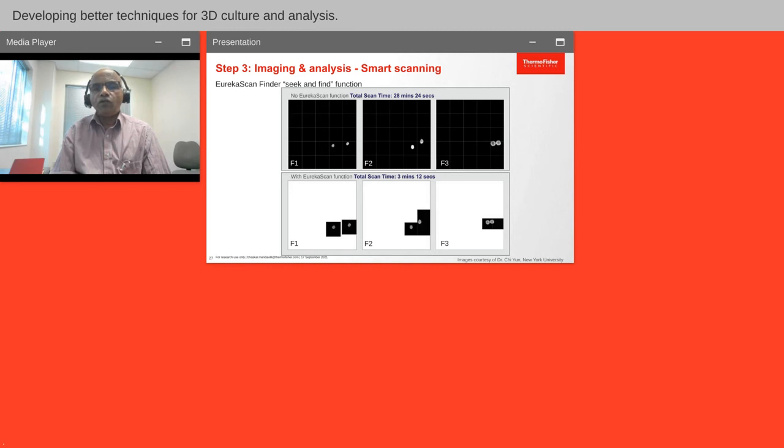If you don't use Eureka scan, it may take up to 3 to 4 hours to scan through a 96 well plate. And when you use Eureka scan, as you can see here, it takes about 28 minutes, 24 seconds to go through a 96 well plate, including both the first round of scanning and the second round of scanning, because you don't have to scan through the entire field of view. You just go through the specific fields that have spheroids, and then you scan at higher magnifications.